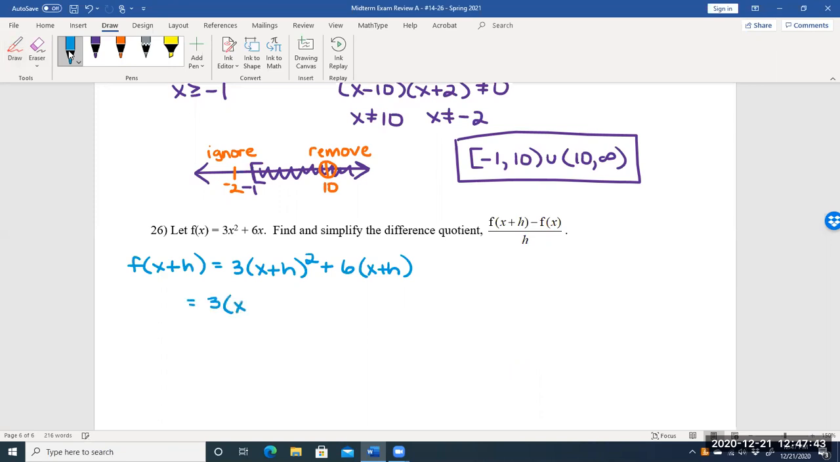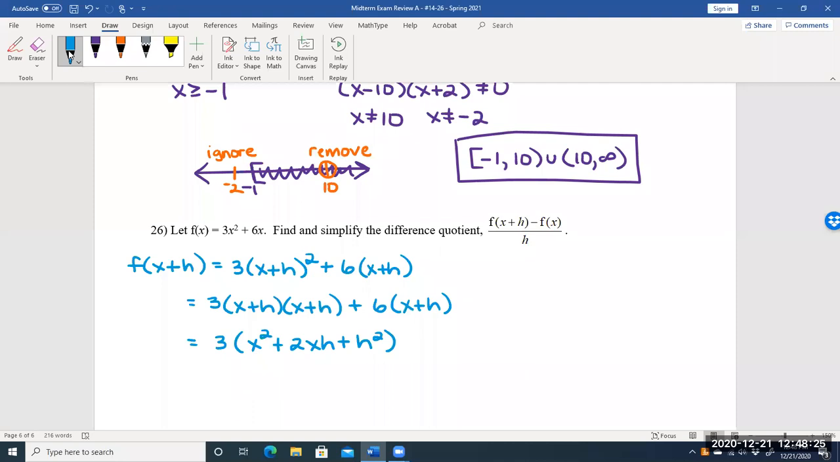All right, now, when you square x plus h, you can't just square the x and square the h. We need to write it twice and FOIL. So I am going to distribute the 3 in just a minute. First, I'm going to square the x plus h. X times x is x squared. X times h is xh. And then you're going to have another xh. And then h times h is h squared.